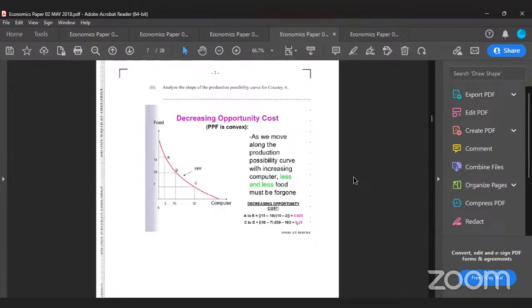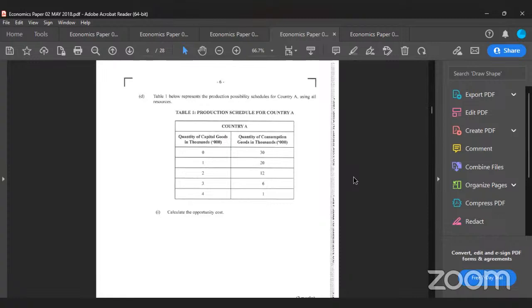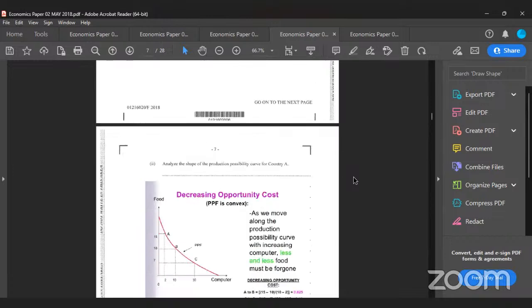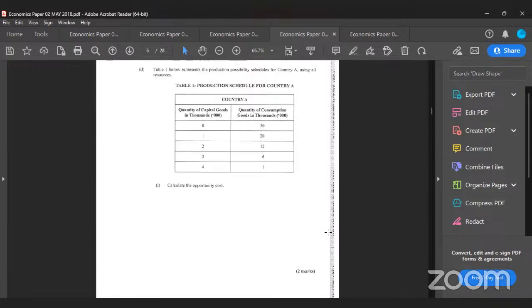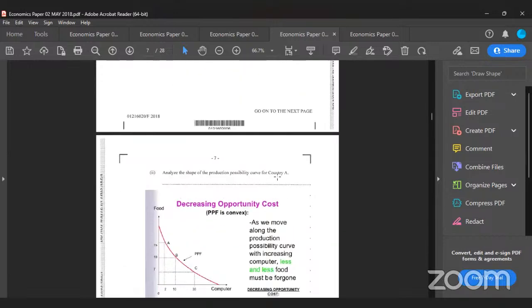So for country A, in this following question, we got a table and they asked us to calculate the opportunity costs. So it changes each and every time. What we have to do is calculate each situation, each scenario. So the movement from 0 to 1, then from 1 to 2. And as you realize, it's changing each time and it's actually decreasing each time. At first it's 10, then it's 8, then it's 6, then it becomes 5. So in this case, we'll have a decreasing opportunity cost.